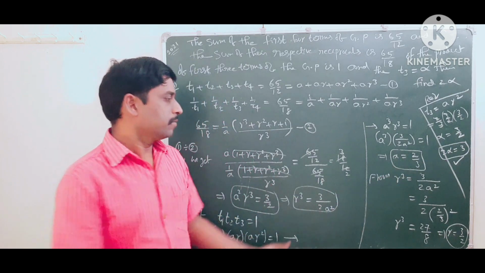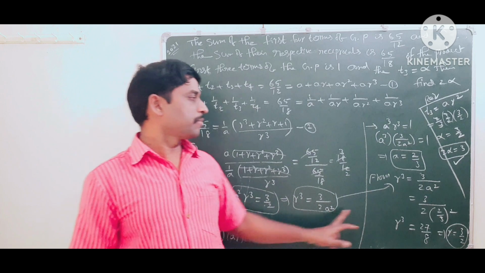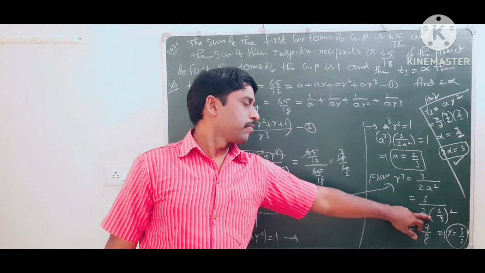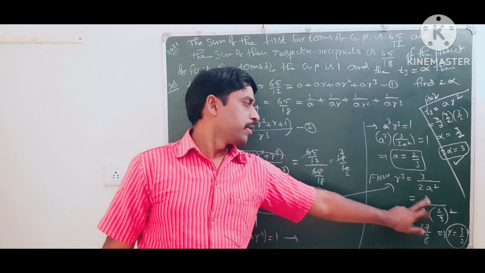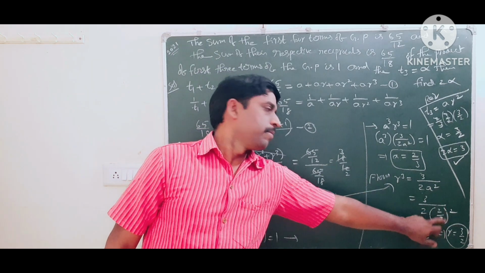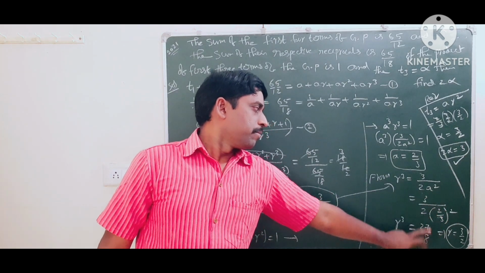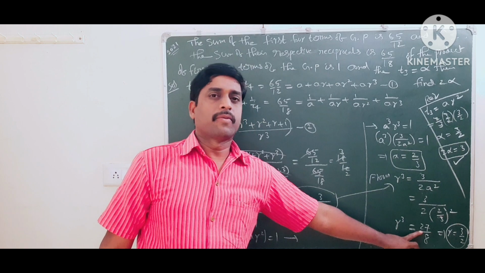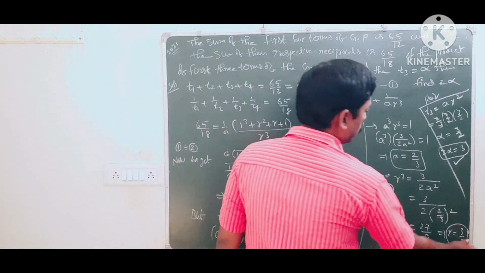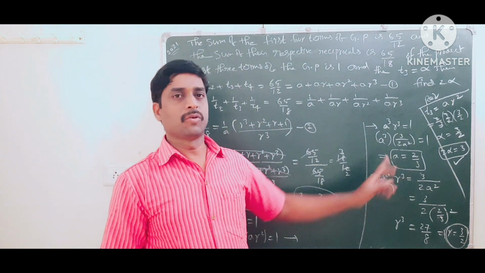From this equation, R cube is equal to 3 by 2 times A square. So what is the A square value? 2 by 3 whole square, this is 4 by 9. So after simplification, R cube is equal to 27 by 8. Now taking the cube root on both sides, R is equal to 3 by 2. So R is equal to 3 by 2, and A is equal to 2 by 3.